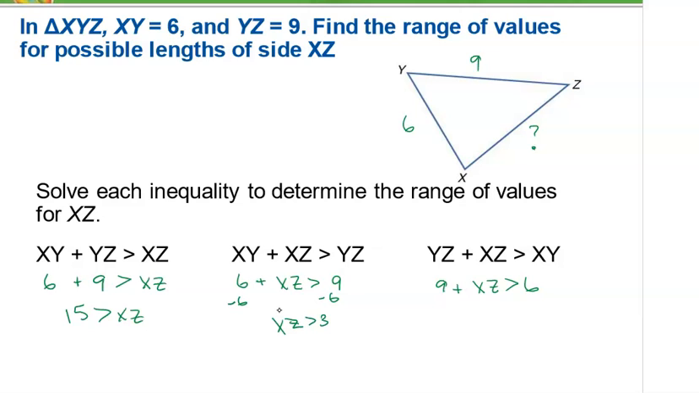And then if I take away 9 from both sides, I get XZ is greater than -3, because I take away 9 from both sides.